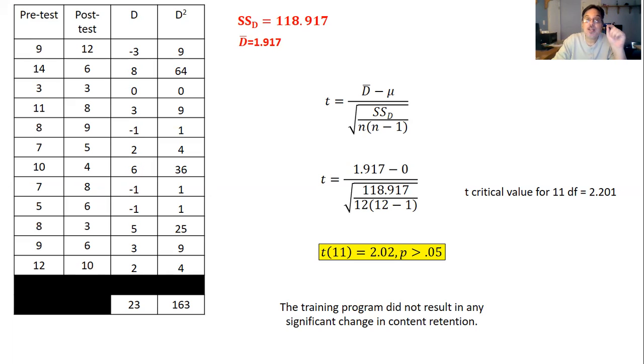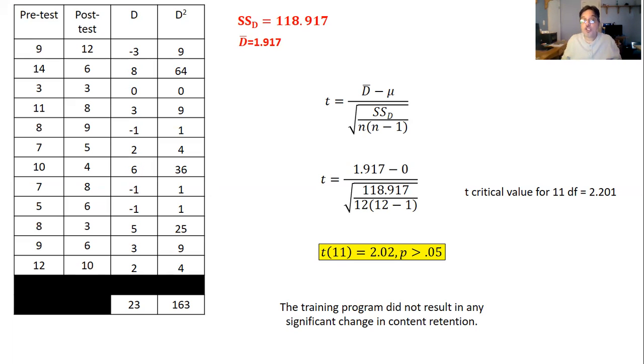Okay, so t with 11 degrees of freedom is equal to 2.02. Our obtained value is less than the critical value, so it is not significant. We cannot reject the null hypothesis. So p is greater than 0.05. Which means that this training program, or this thing we created for the classroom, in our interpretation was not effective. It did not lead to any significant change.